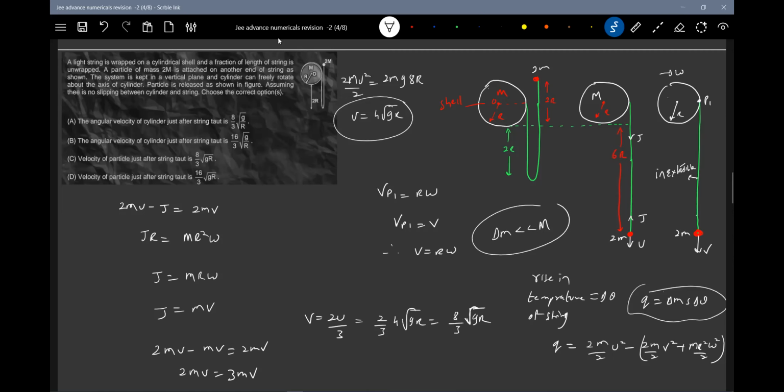So we can neglect it during the calculation of the initial part. Later on, I'll bring it into the picture. S means here the specific heat of string.